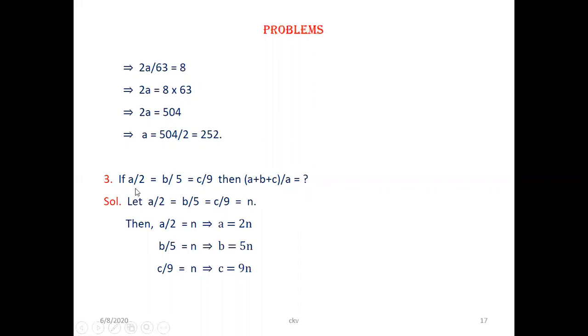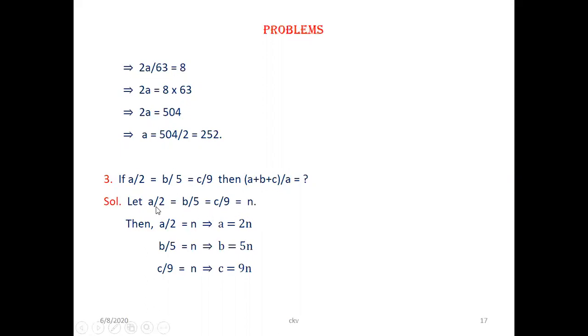Okay, so now all these fractions are given as equal, meaning their values are equal, meaning they are equivalent. The value of a by 2 is the same as the value of b by 5, which is the same as the value of c by 9. So these are all equivalent fractions. So let them be equal to some value, because all these are equivalent, meaning their values are equal. Let the value of them be n.